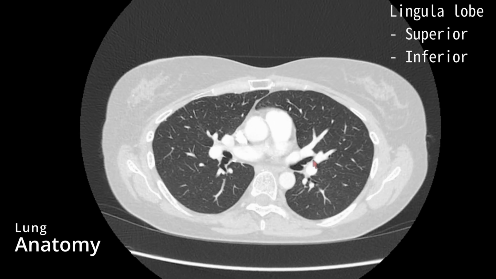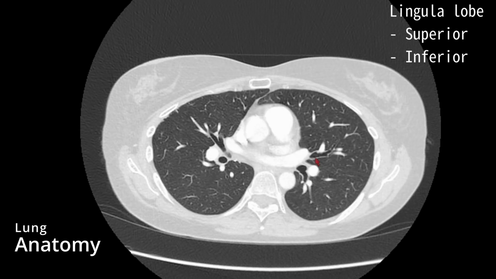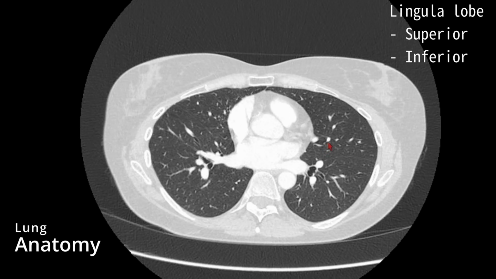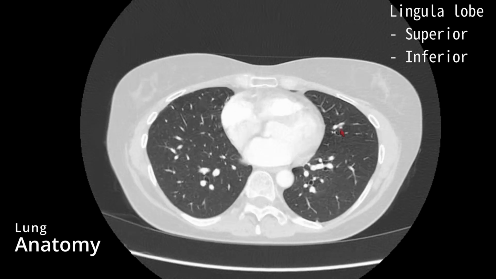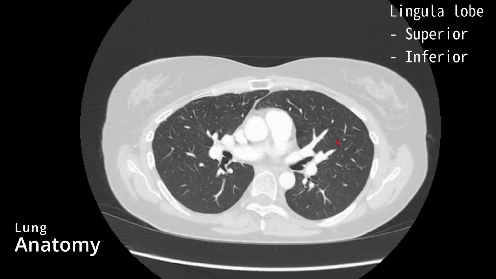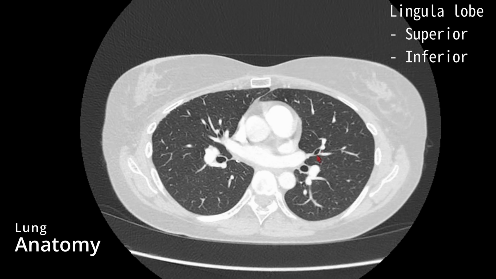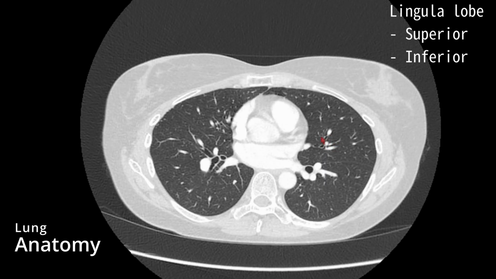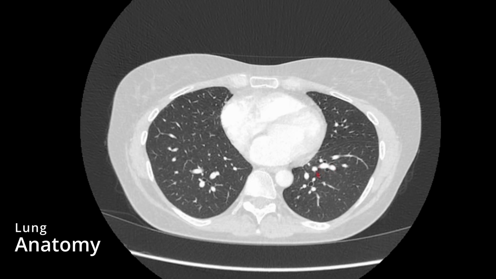Now we'll follow the lingular branch that had taken off before, and the lingular branch goes down here, and it divides into superior segmental and inferior segmental branches. This is the lingular branch that goes up here, and it gives off this branch. This is called the superior segmental branch, and this is called the inferior lingular segmental branch.